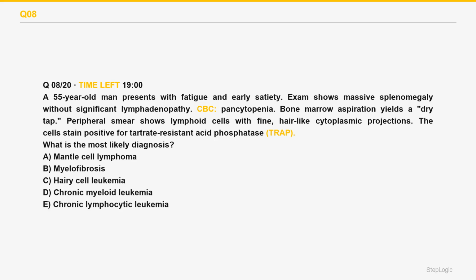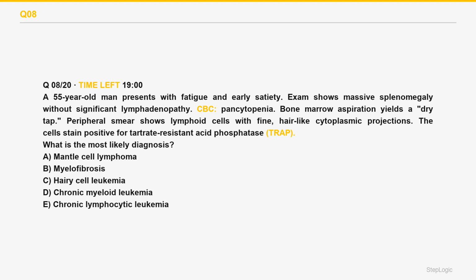What is the most likely diagnosis? A 55-year-old man presents with fatigue and early satiety. Exam shows massive splenomegaly without significant lymphadenopathy. CBC: pancytopenia. Bone marrow aspiration yields a dry tap. Peripheral smear shows lymphoid cells with fine, hair-like cytoplasmic projections. The cells stain positive for tartrate-resistant acid phosphatase, TRAP.